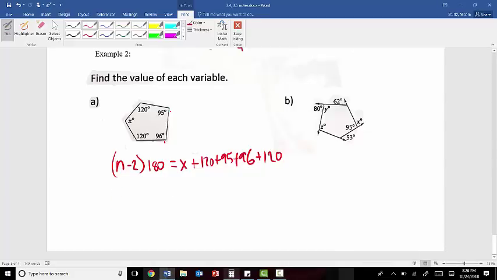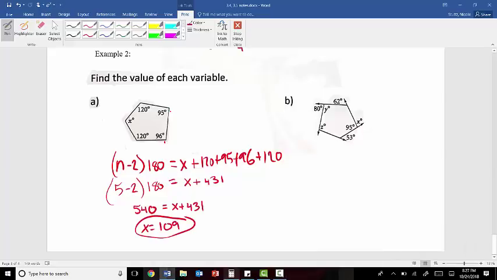So since this object has 5 sides, we're going to put 5 in for n. And then you guys can go ahead and condense this side. So go ahead and try to solve the equation for x, and when you unpause the video, I'll have the answer ready. So hopefully you worked that out and you were able to get the answer 109.